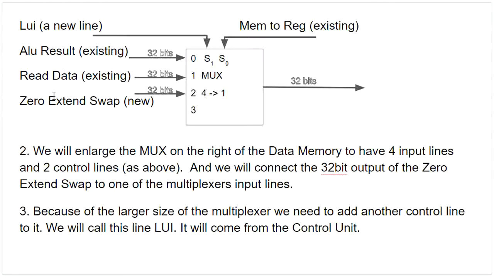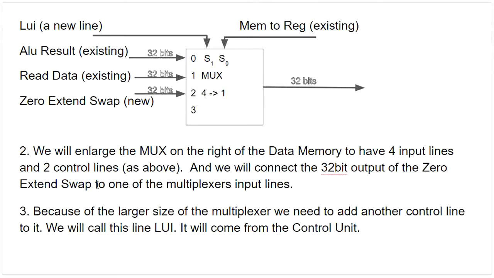And here is my new 0 extend swap, 32 bits coming in. And he's going to go through and come out. When will he go through and come out? When I choose 2. How will I choose 2? Well, S0 will be 0, but S1 will be 1. So it'll be 1, 0. 1, 0, of course, is 2, the value 2. So the new line, when it's a 1, and the old line, when it's a 0, that means that I've chosen my new command.